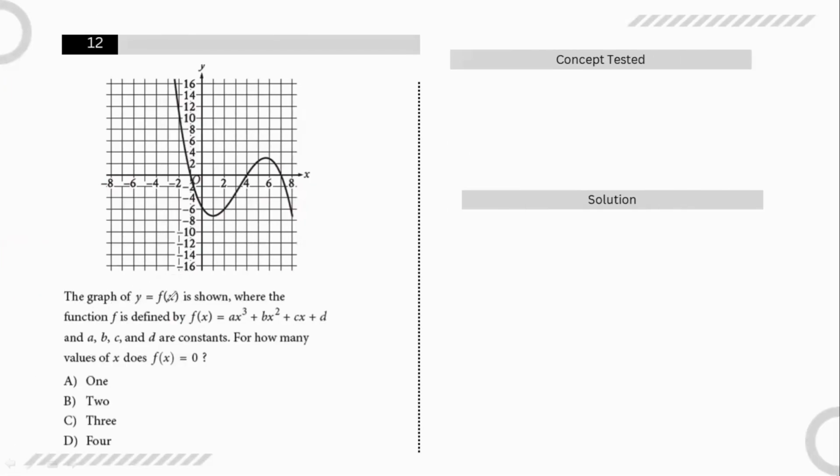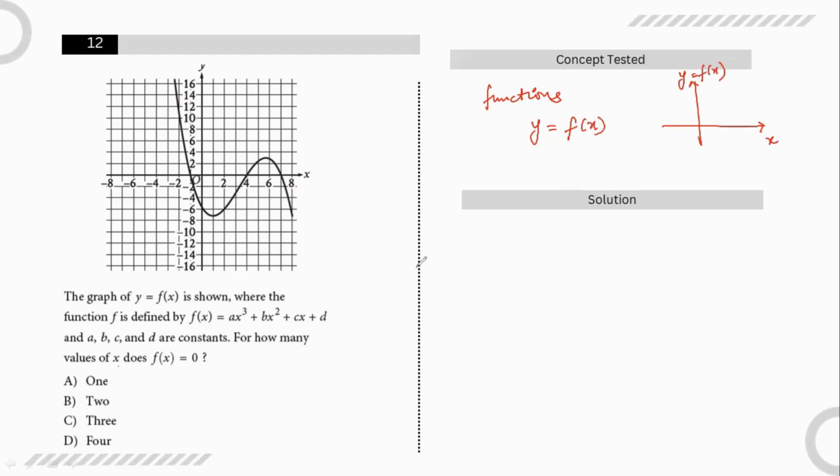It says that the graph of y is equal to f(x) is shown, where the function f is defined as f(x) is equal to ax cubed plus bx squared plus cx plus d, where a, b, c, d are constants. For how many values of x does f(x) equal 0? So the concept asked now is functions, and we discussed y is equal to f(x), right? What is y equal to f(x)? That means we are talking about this x-axis and this y-axis, which is nothing else but f(x). Right? So the question says that f(x) is equal to 0.